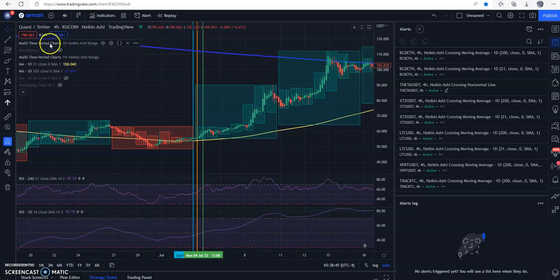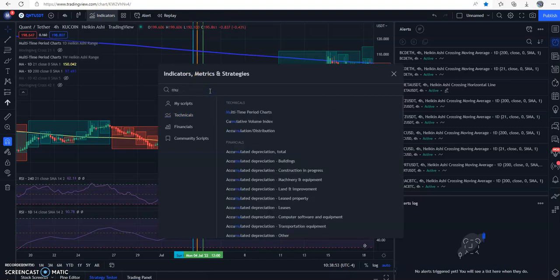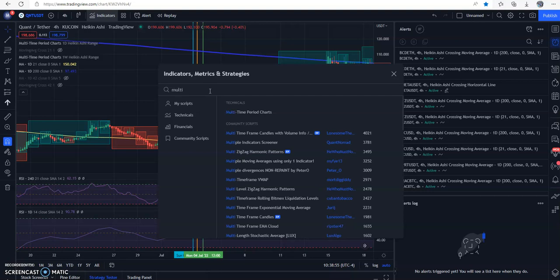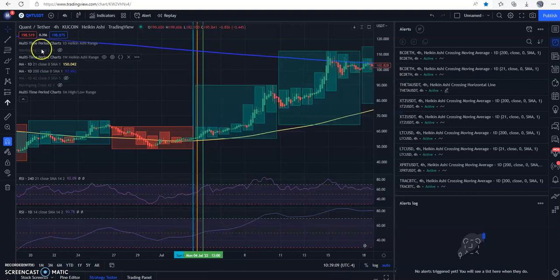Basically all you have to do is go to indicators, go over here and type in multi, exactly like that. You've got to have the hyphen in there, and if you put the hyphen in, it'll pull them up. So, multi-time period charts. I'm just going through one here. That's the one we had open, and here's the one that just opened right now.